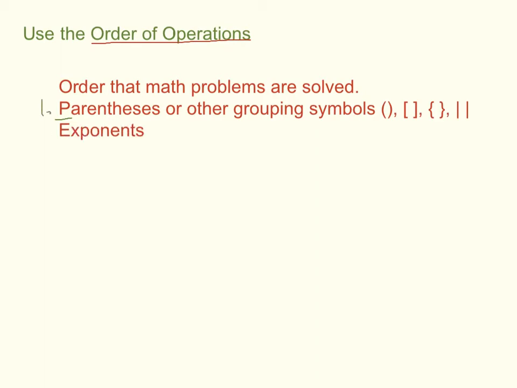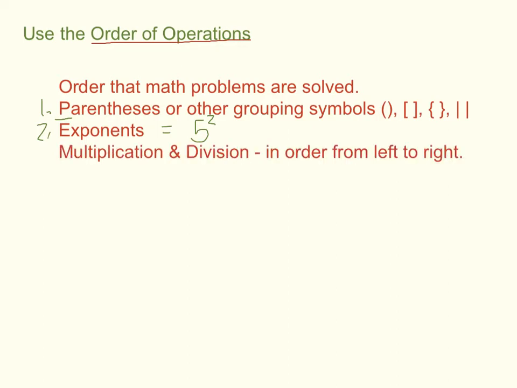The second thing that will need to be solved are any exponents. So that might look like something like this, maybe 5 to the second power. That would need to be solved next. The third thing that would need to be solved would be multiplication and division in order from left to right.